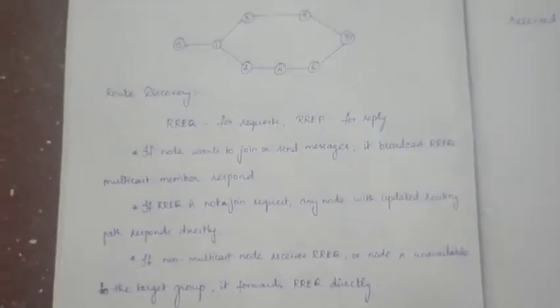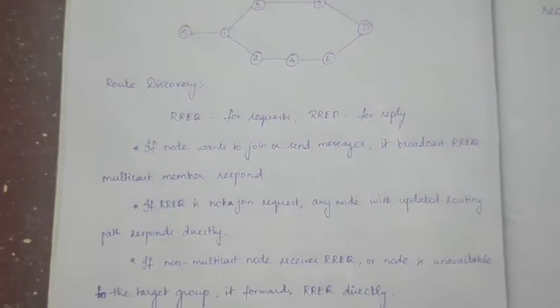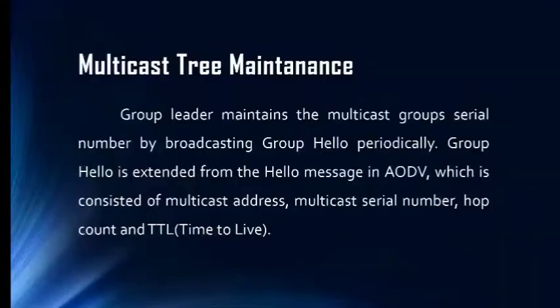So next, let's see about route maintenance. The route maintenance is done in 4 ways. First one is multicast tree maintenance. That is when the group leader maintains the multicast group serial number by broadcasting a group hello periodically.